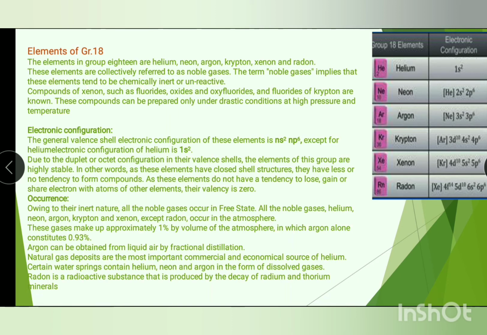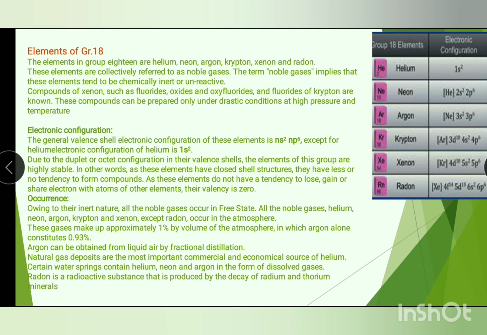The term noble implies that these elements tend to be chemically inert or unreactive because their outermost shell is fulfilled, having a complete octet or duplet. All the elements except radon occur in the atmosphere. All these gases make up about 1% of the volume of the atmosphere. Argon is the major constituent of these gases, about 0.95%.